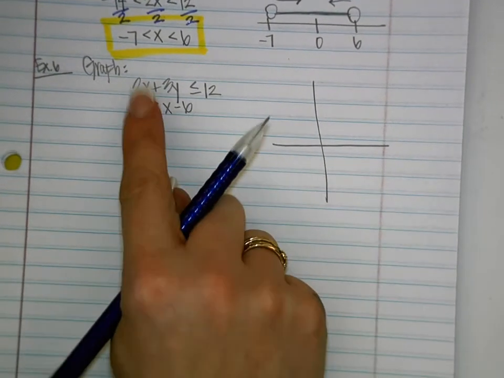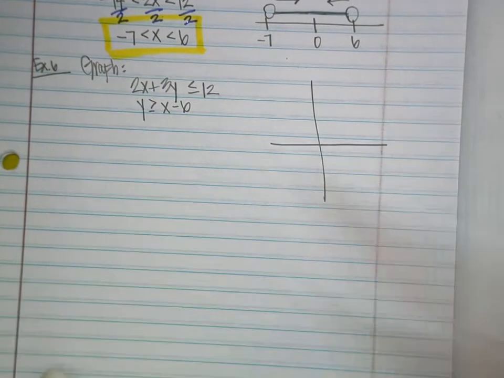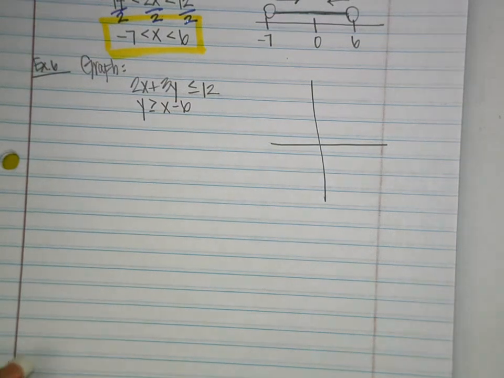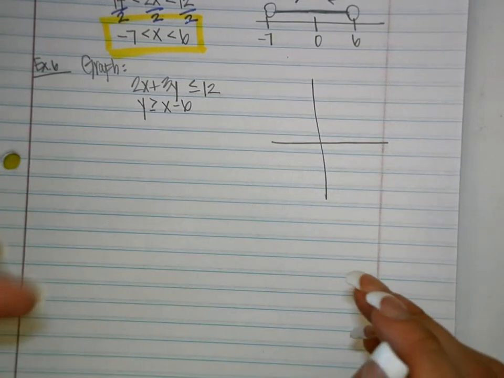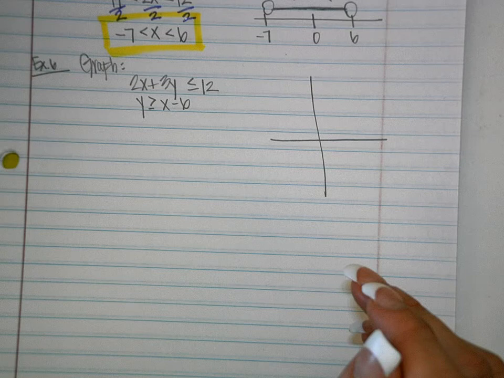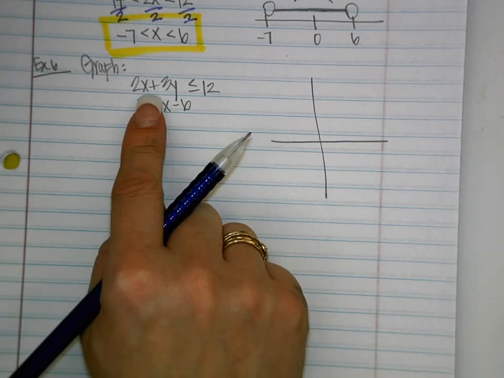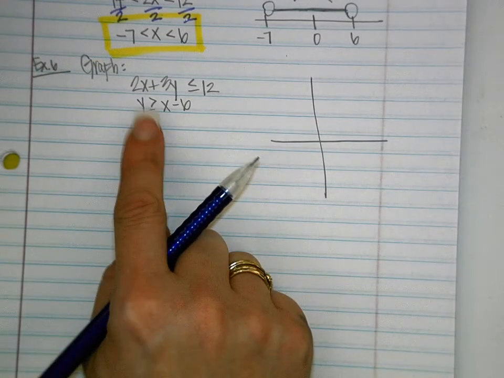Can I graph 2x plus 3y is less than 12, as it's written right now? Why not? You have to give one. What version would we prefer it written in? y equals mx plus b. So this one's fine. This one's fine. Okay? The other one I need to rearrange.